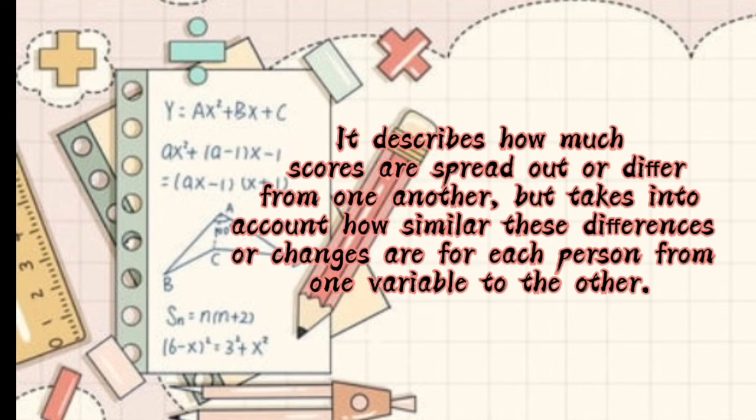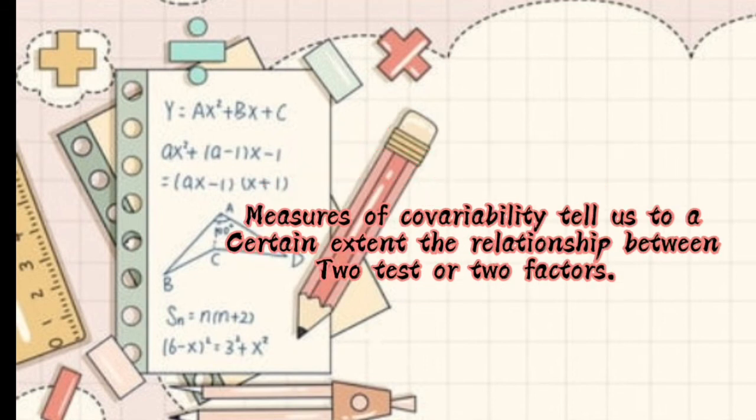Measures of covariability describe how much scores are spread out or differ from one another, but take into account how similar these differences or changes are for each person from one variable to the other. Measures of covariability tell us, to a certain extent, the relationship between two tests or two factors. Admittedly, a score one gets may not only be due to a single factor but to other factors, directly or indirectly observable, which are also related to one another.